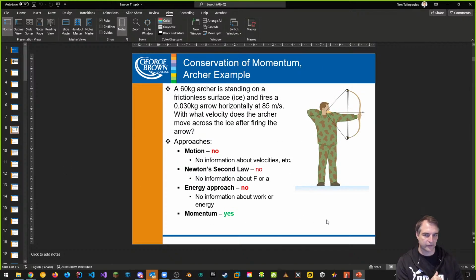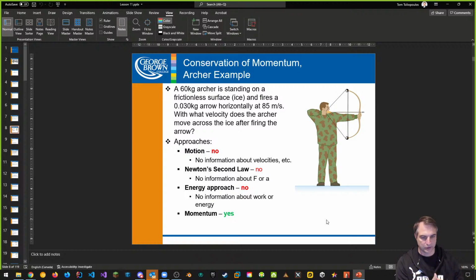So here's an example. I've got this silly 60 kilogram archer. He's standing on a frictionless surface. He's on ice and fires a 0.03 kilogram arrow horizontally at 85 meters per second. Okay, again, going back into the physics idea, right? With what velocity does the archer move across the ice after firing the arrow?